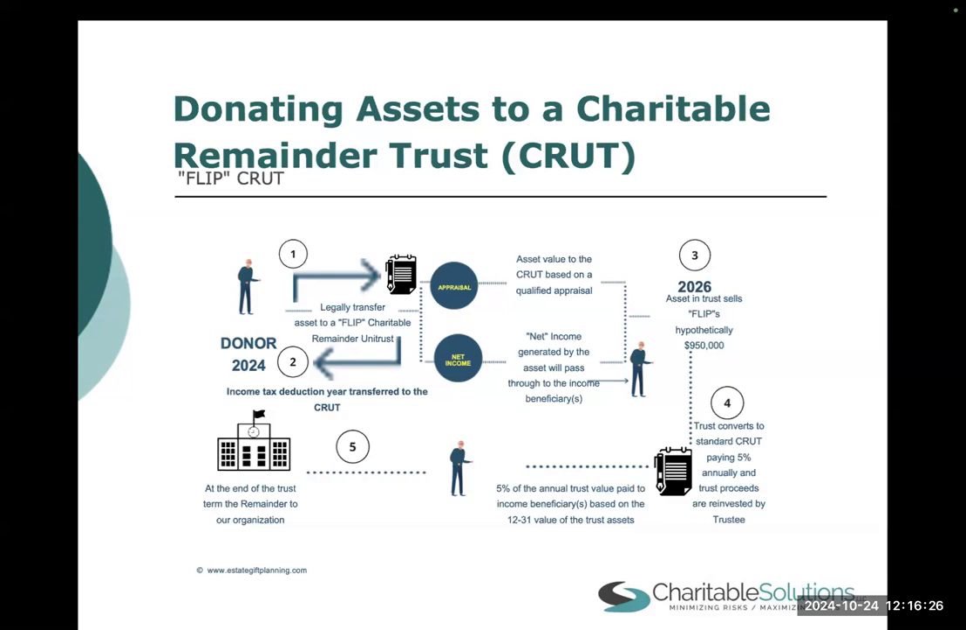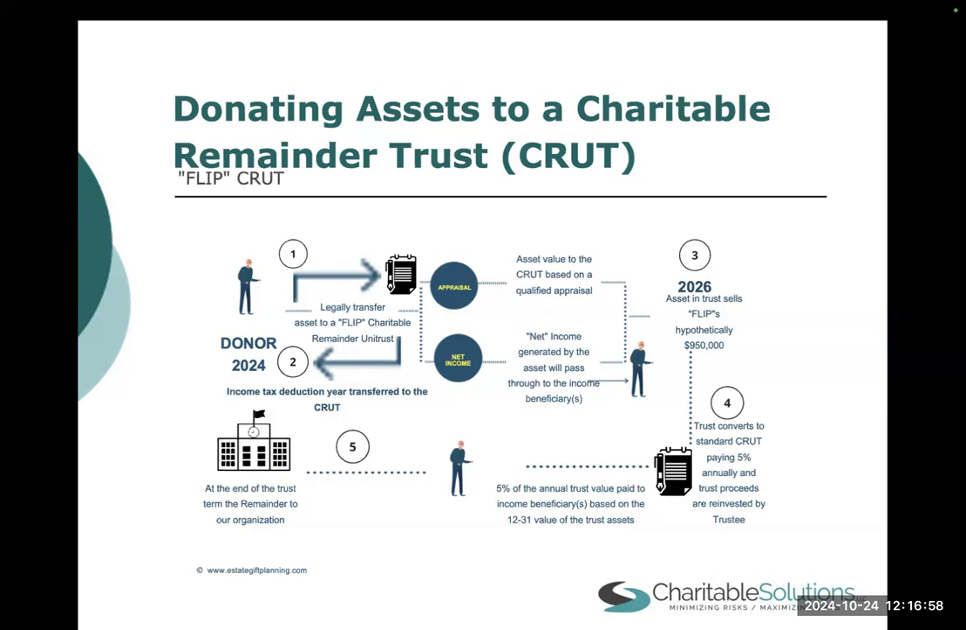So now we're going to have to wait until January 1 of 2026 to flip, to convert to a standard charitable remainder unit trust. Now, until that time, your donor is entitled to net income. While the trust owns the vacant land, there's clearly no income. If you did have real estate that was producing rental income, that's great. We'll talk a little bit more about that in a slide or two. But in our case, we don't.